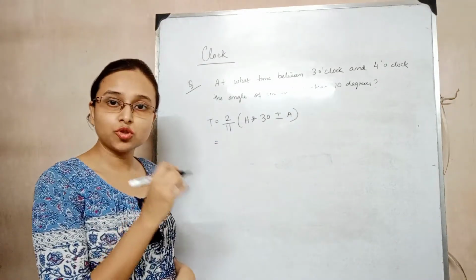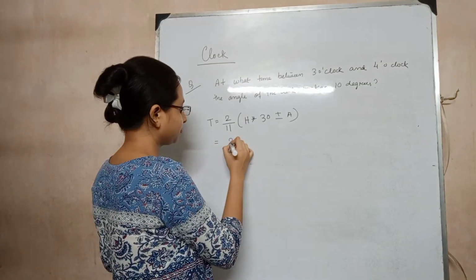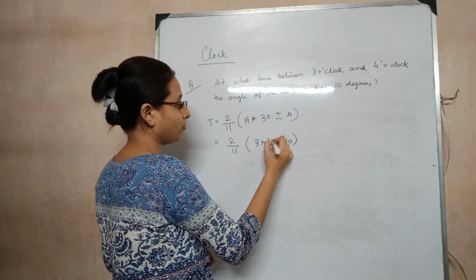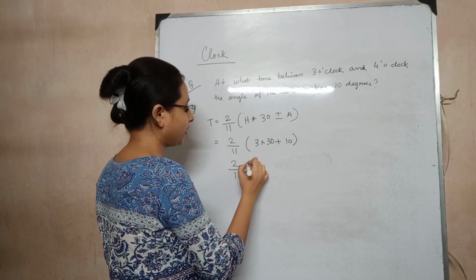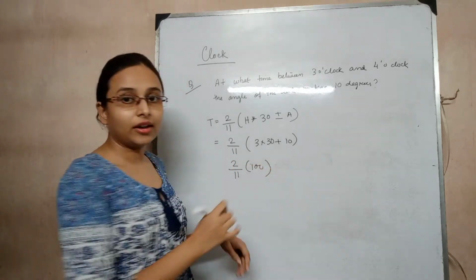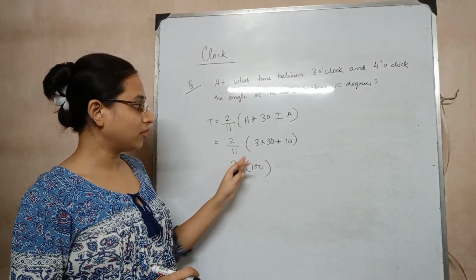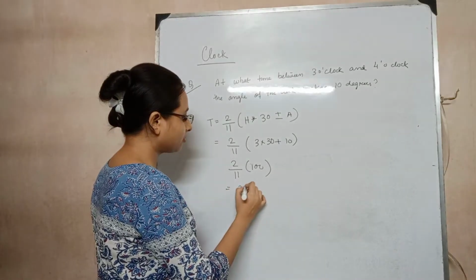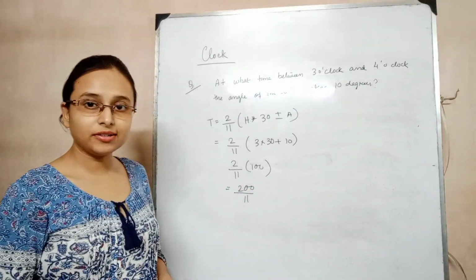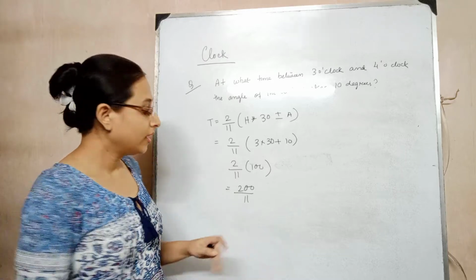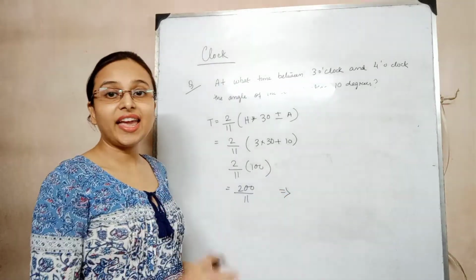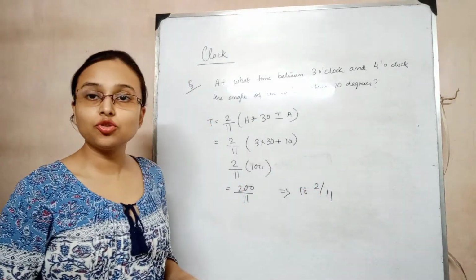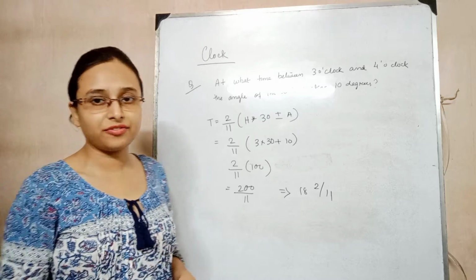T equals 2 by 11 into (90 plus 10). Okay. This will give you 2 by 11 into 100. So 3 into 30 plus 10, that is 100. So in the next step, I will get 200 by 11. Right. If this much is clear, then the next calculation I am getting is 18 2 by 11, that is, converting it into a mixed fraction.